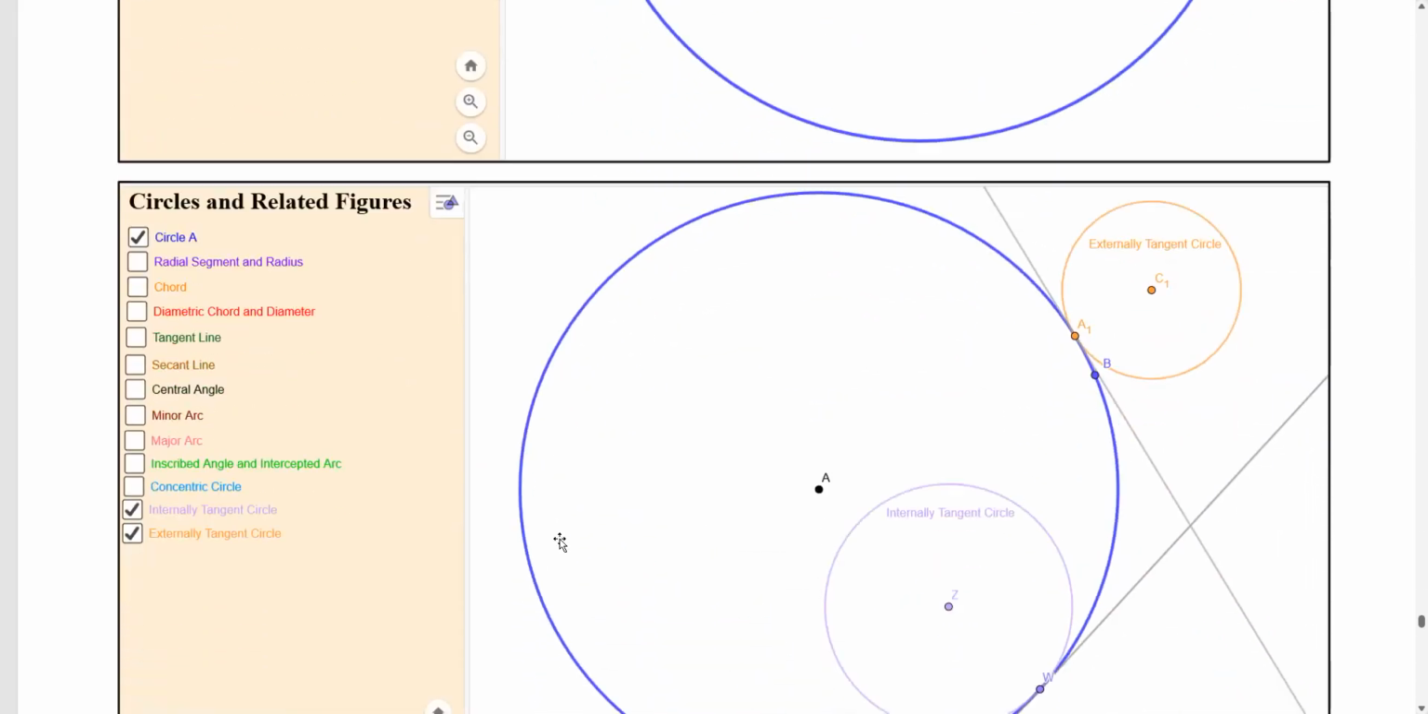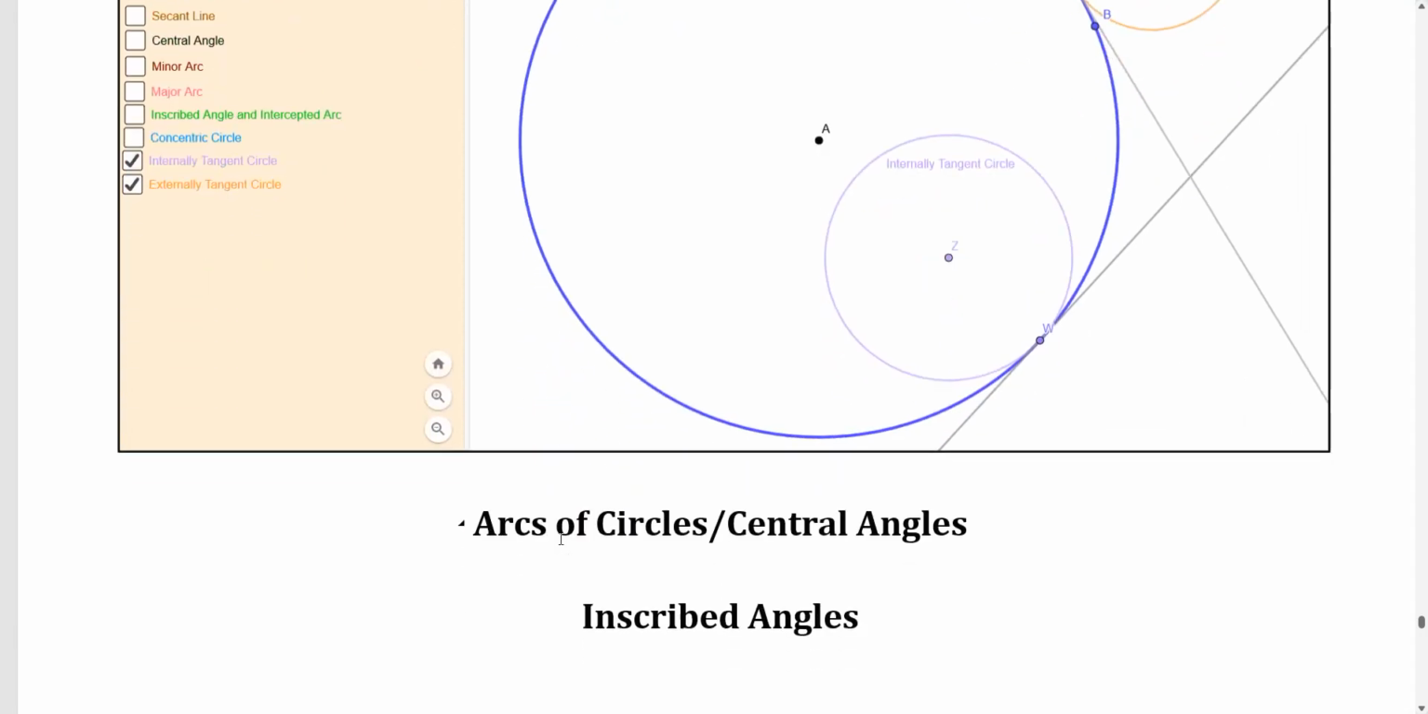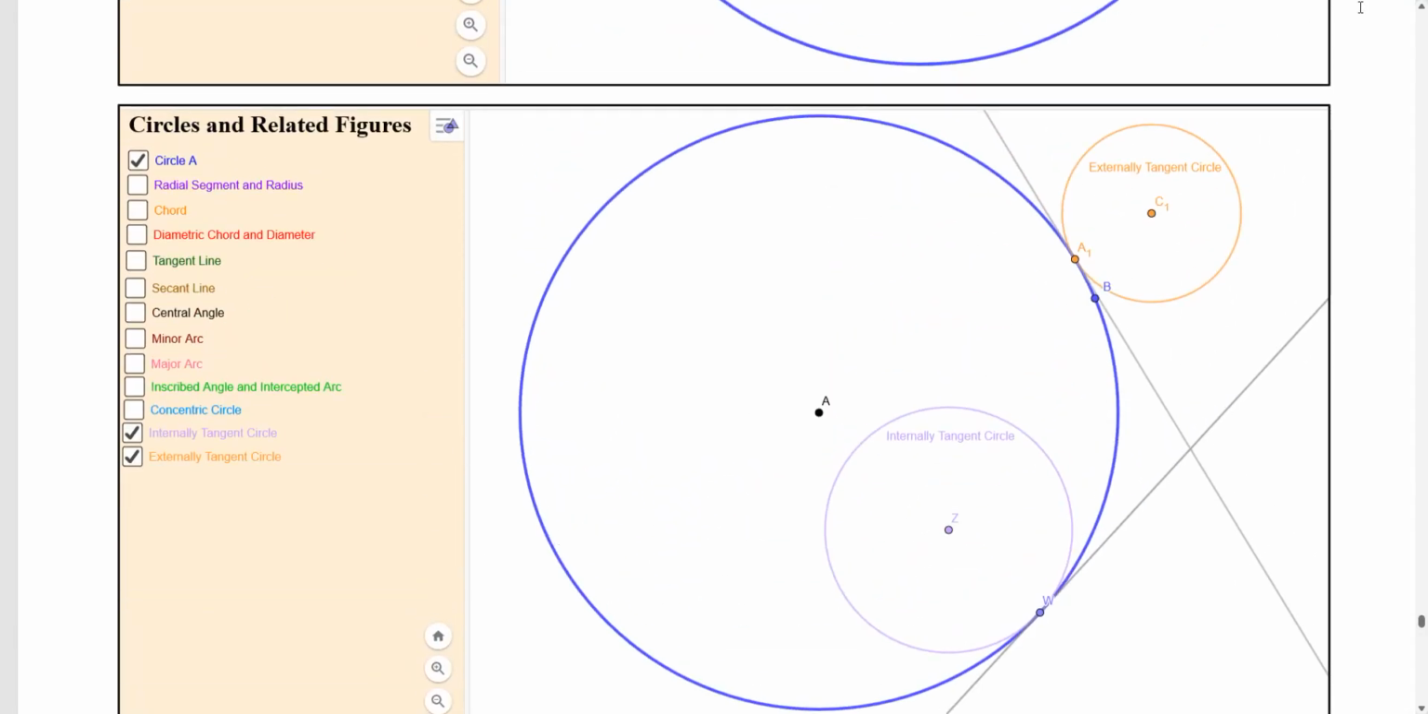There's an inscribed angle. There's your internally and externally tangent circles. So I think we've come to the end of this video.